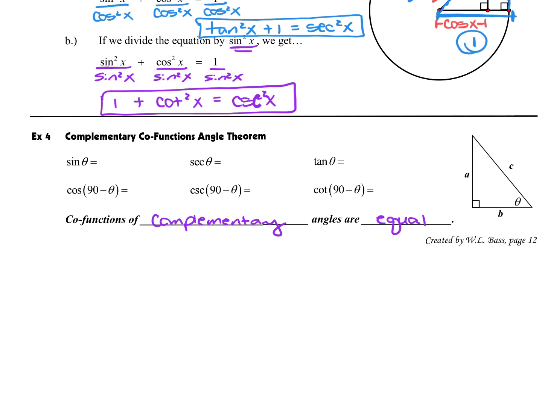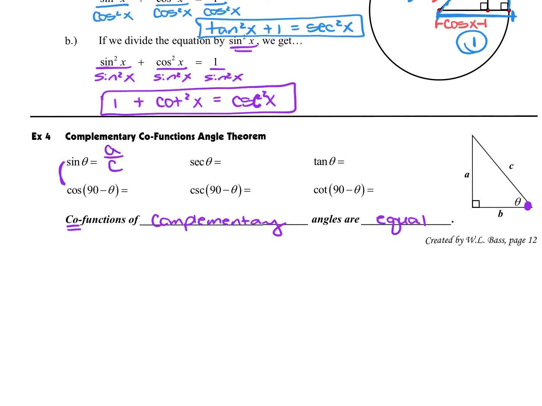So co-functions are just what they sound like. They are going to have this prefix of co on them. So sine and cosine are going to be co-functions. So what we're going to do is we're going to come over here to this triangle, and I'm going to start here at this angle of theta. And if I found the sine of this angle, I would say A over C because it's my opposite over my hypotenuse.